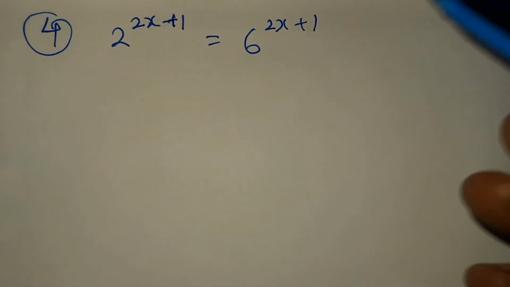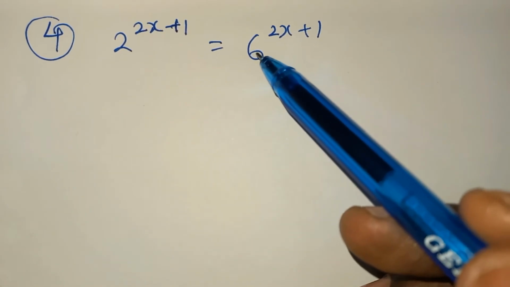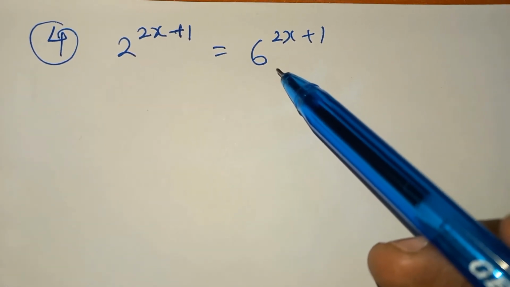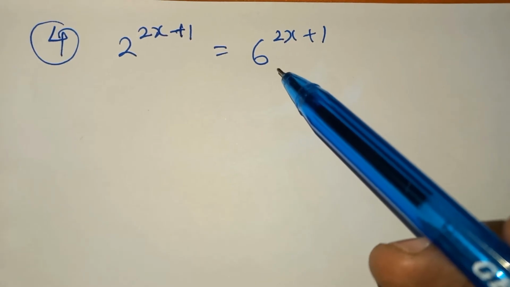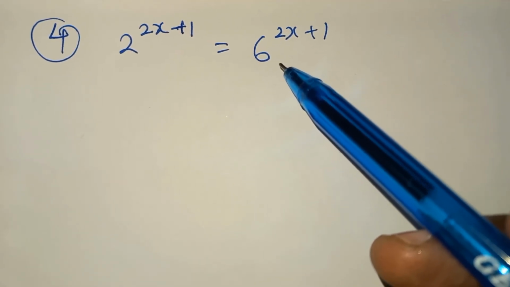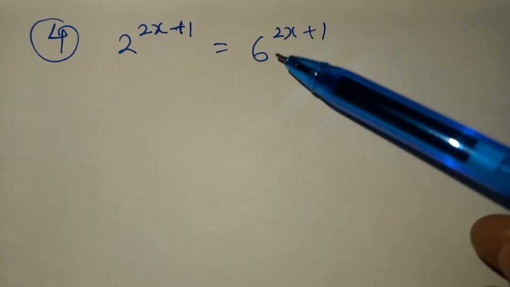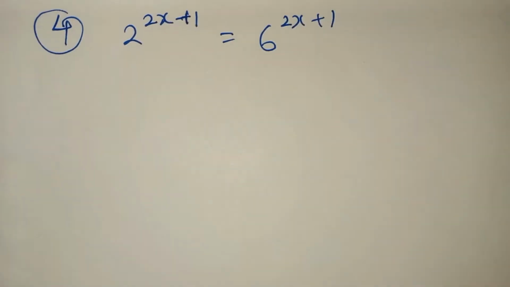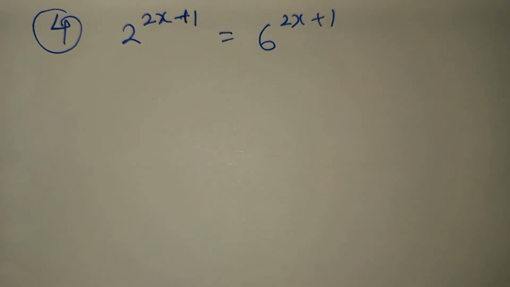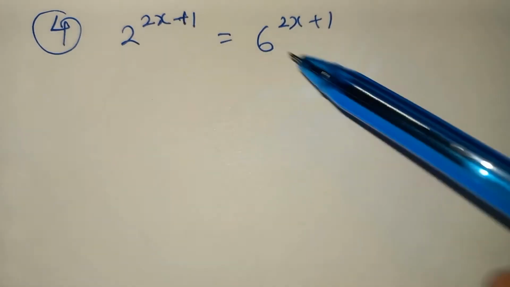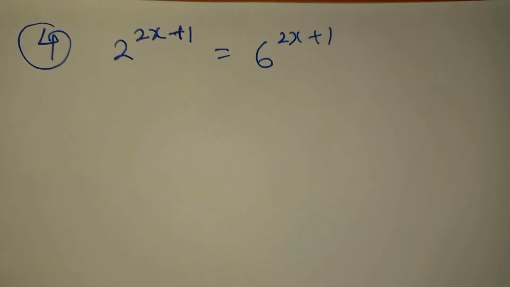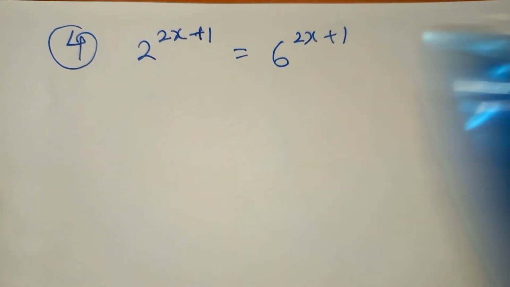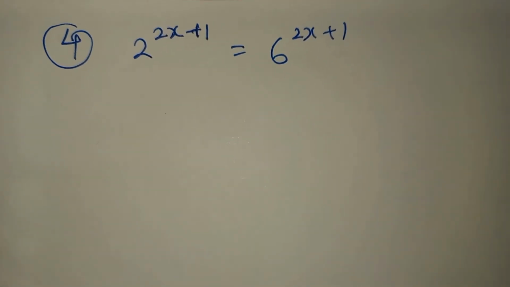Now, if you look at problem number 4, you will realize it is slightly different from the problems 1, 2, and 3 that we've solved earlier, in the sense that whereas in the previous problems we've tried to express both sides with the same basis, you realize it is not possible to express 6 as a power of 2. How then do we deal with this?